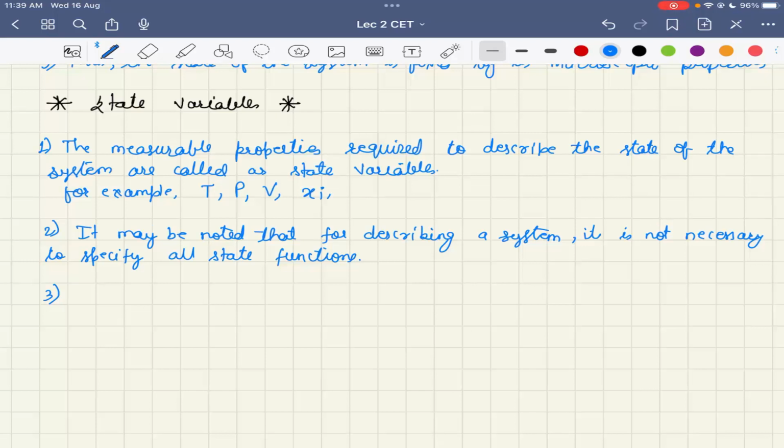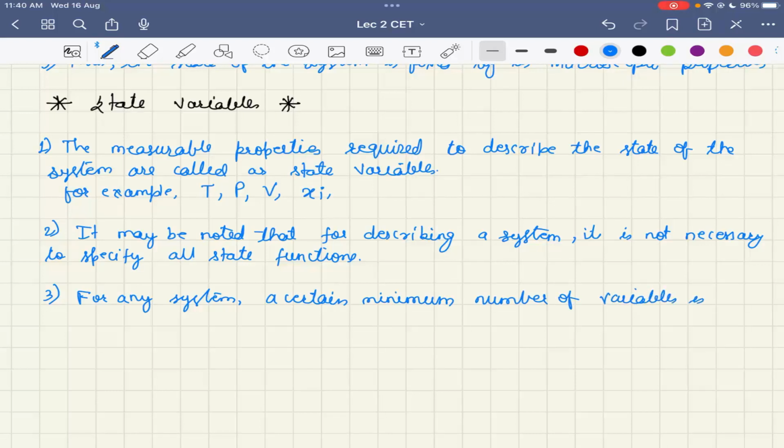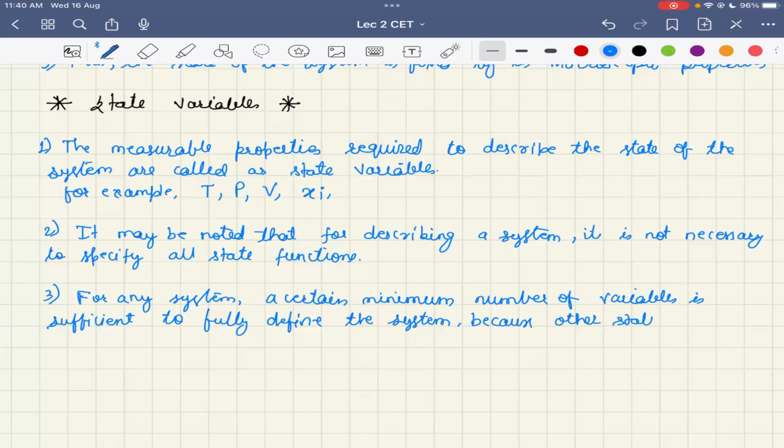For any system, a certain minimum number of variables is sufficient to fully define the system, because other state variables automatically get fixed, right?